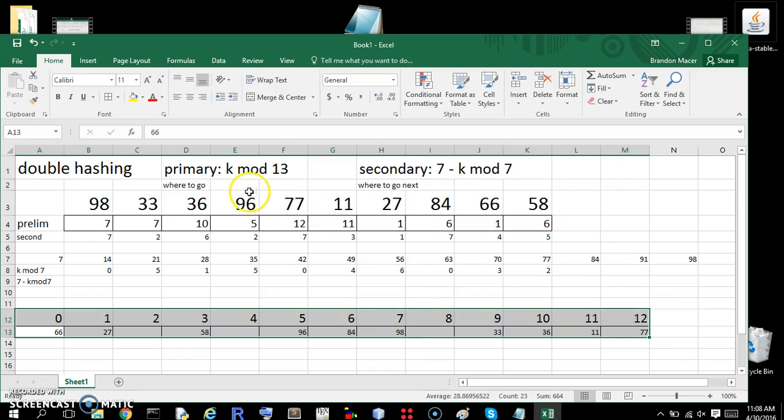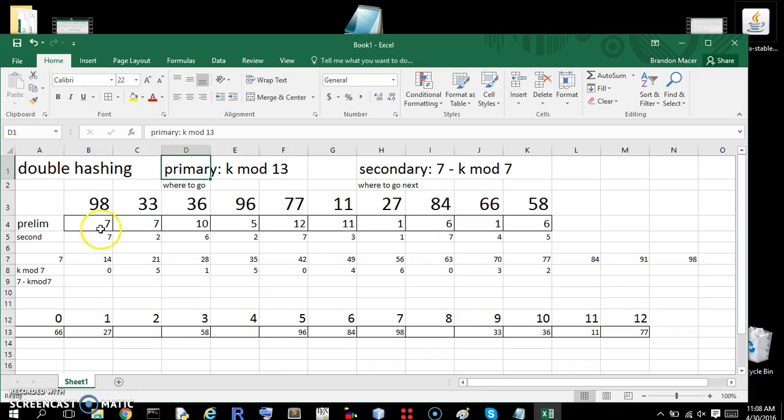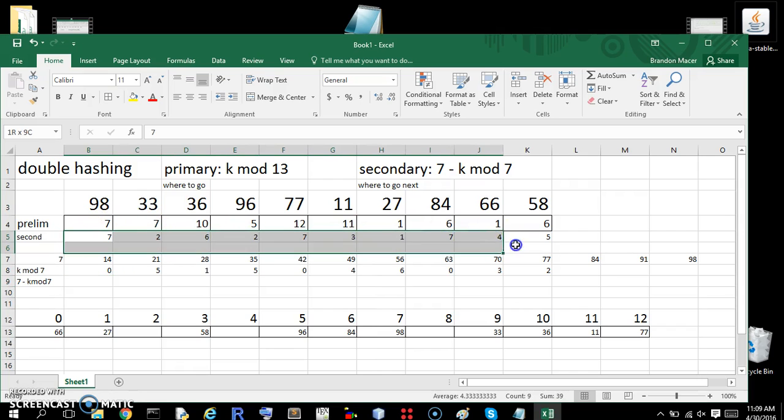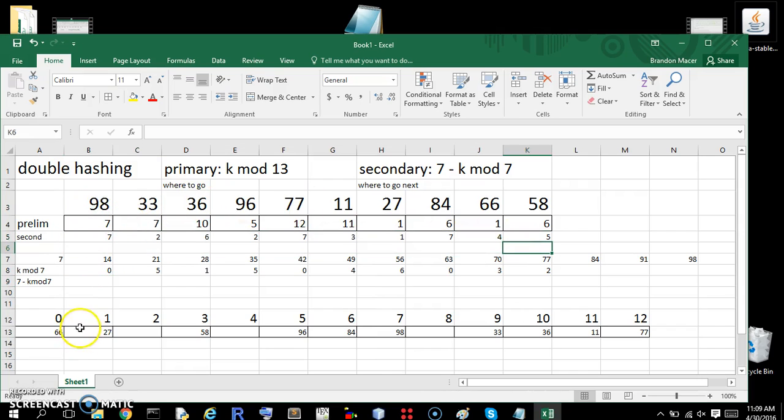And again, what you do, you find the primary mod, you make a chart for that. You find the secondary mod. Make sure that you use, because it's usually 7 minus, or whatever, something minus k mod something. So make sure you're not doing just that mod, but rather the complement of it. And then you chart that, and then you start mapping. You try to go to the primary. If it's already taken, you see what its secondary advance is, and then you just keep bouncing around until you get where it goes.